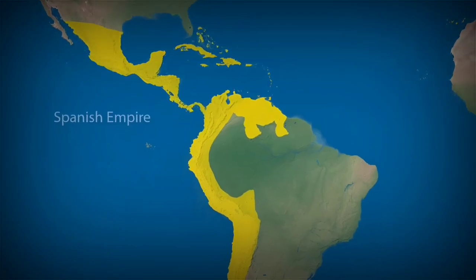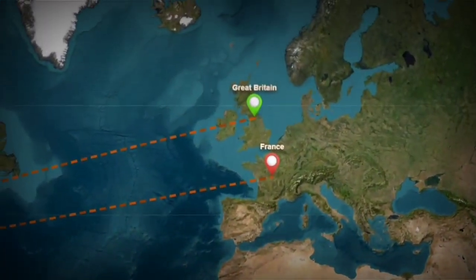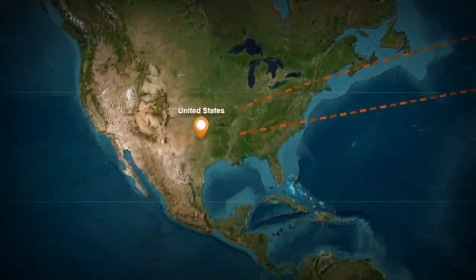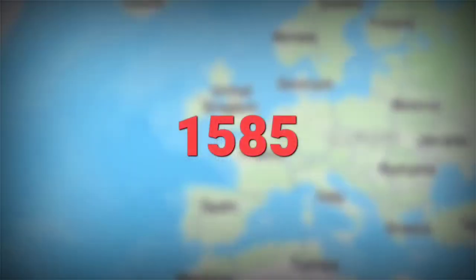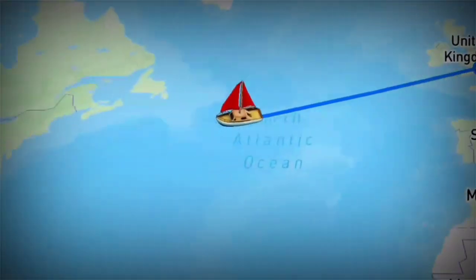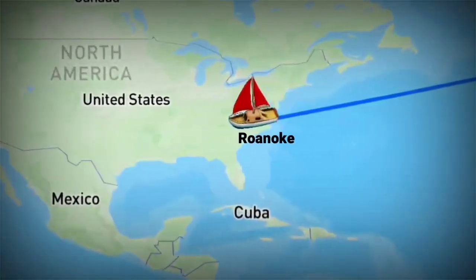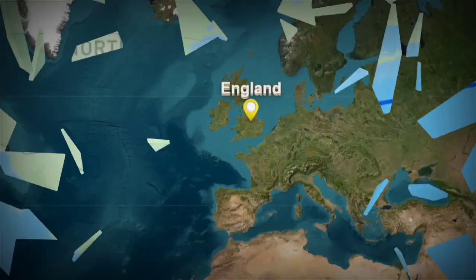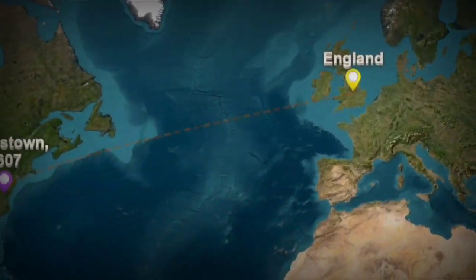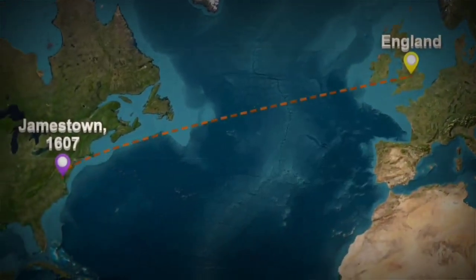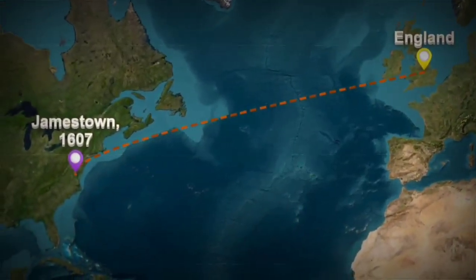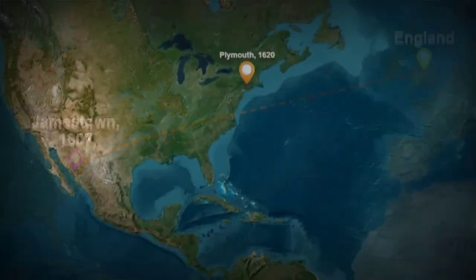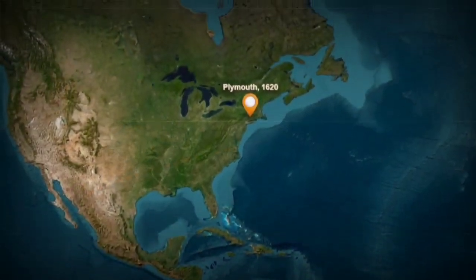Slowly but surely, other major European powers like France and Britain joined the race to conquer the New World. In 1585, England established its first colony at Roanoke in North Carolina, but it mysteriously vanished. England tried again in 1607 at Jamestown, and this time, the colony, known as the Virginia Colony, was successful. Later, in 1620, the Pilgrims arrived in Plymouth.